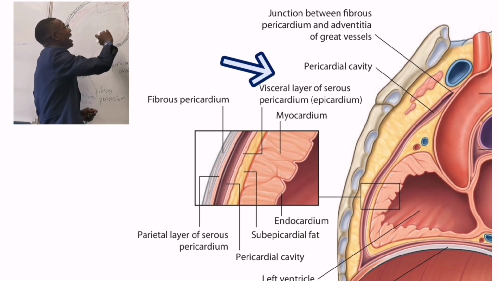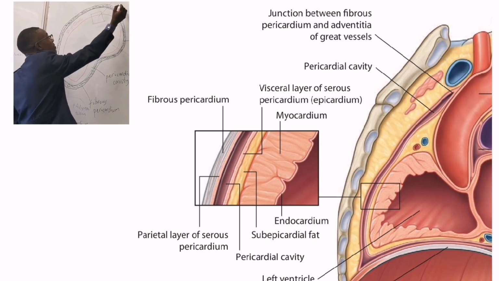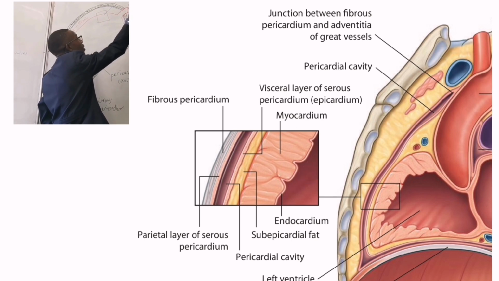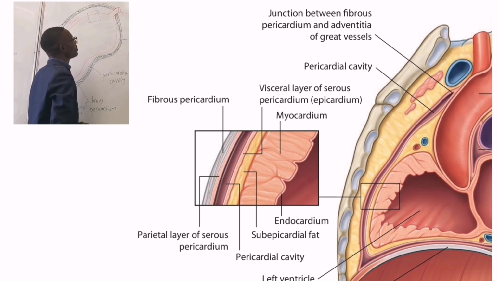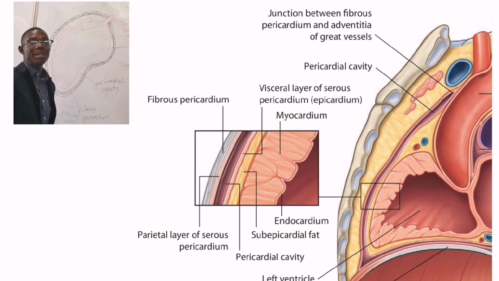So this is our external layer, right? So we have the endocardium, the cardiac jelly, the myocardium, and the epicardium. The epicardium, where does it come from? From the development of the heart.